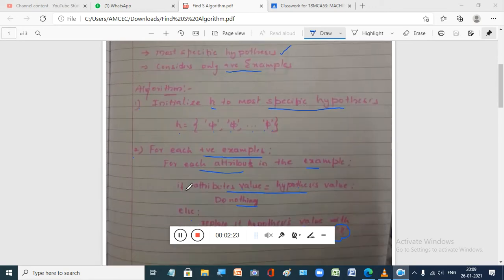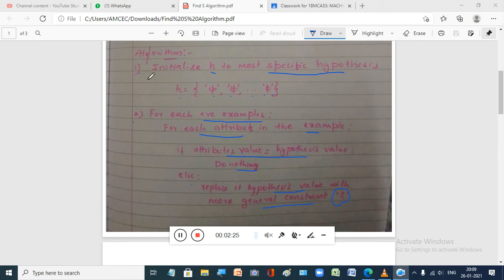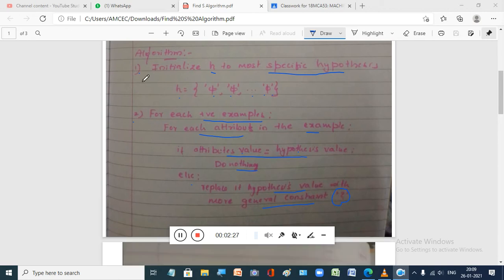Now what does the algorithm say? It's a very simple algorithm. It consists of two steps. What is the first step? We initialize the hypothesis to the most specific hypothesis. That is, initially H will be the all-null set, or Φ, we are going to initialize.